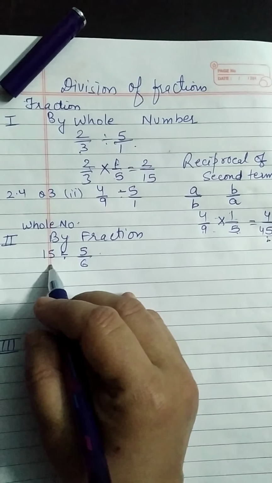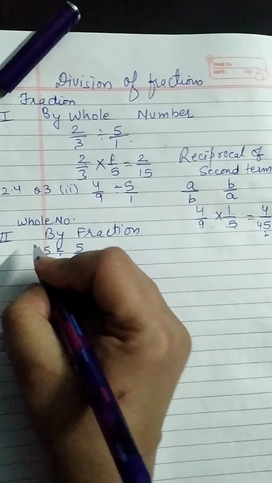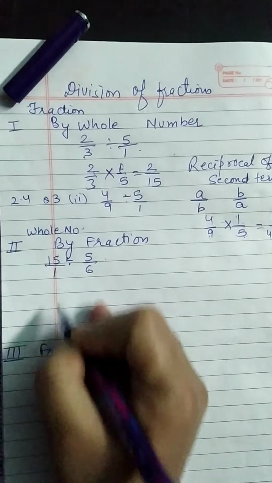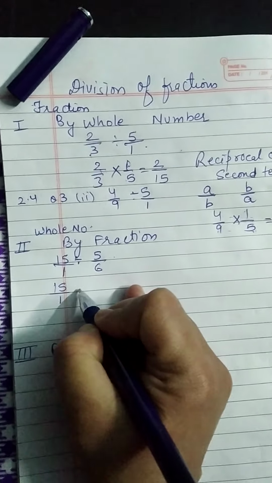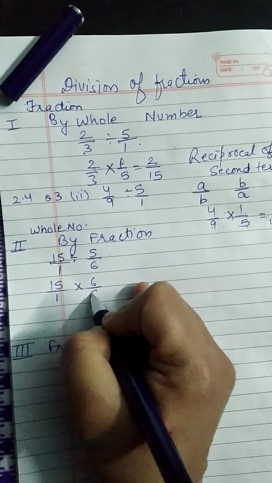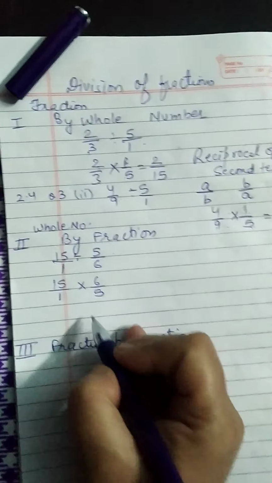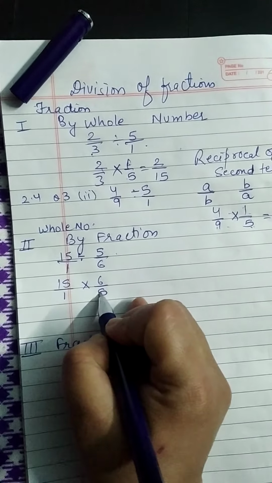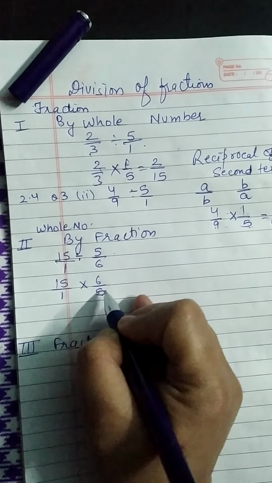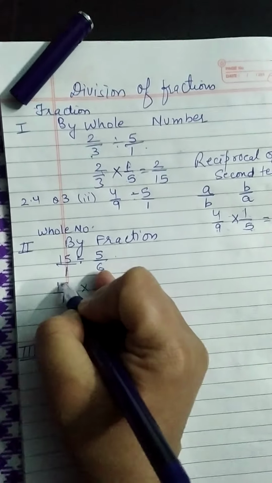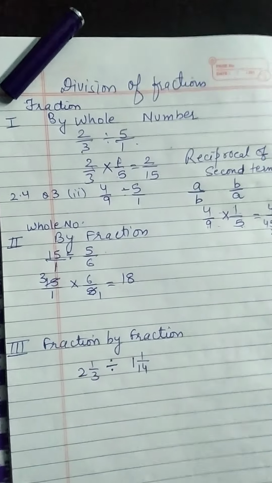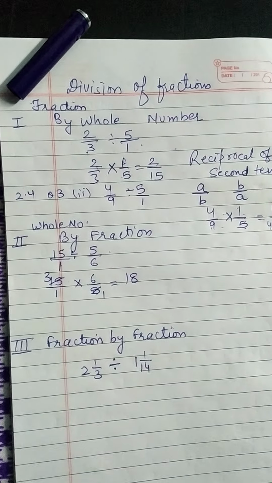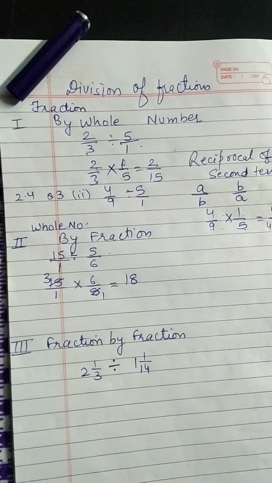Next comes whole number by fraction. If I have to divide 15 by 5 by 6. Again there is a whole number, so we will give 1 as the denominator. So 15 by 1 multiplied by 6 by 5. Now 15 and 5. 15 is the multiple of 5. So we can cut it. 5 3s are 15. 3 6s are 18. So the answer will be 18.